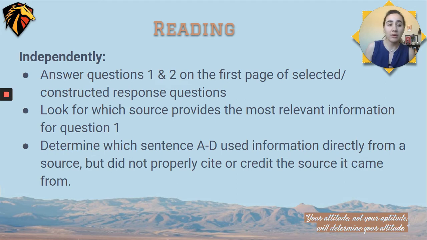For the second one, there is a paragraph that you need to read, and there's 4 options, sentences A through D. Now, the information in one of those sentences came directly from a source, but it was not properly cited or credited. So it didn't say where that information came from and therefore was plagiarism. You need to figure out which sentence had something taken directly from one of the sources that you read. Very important that you read the sources. Go ahead and pause this video if you need to do this step. I'm going to move on to the next section.